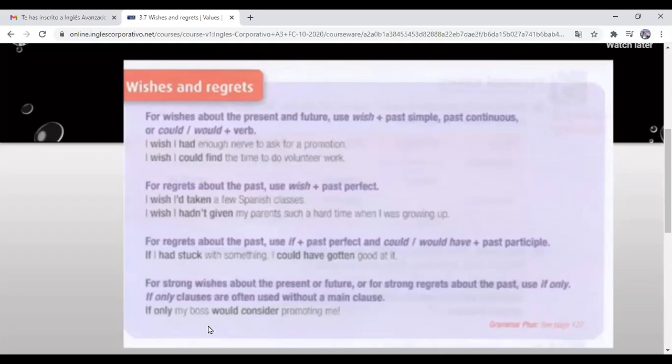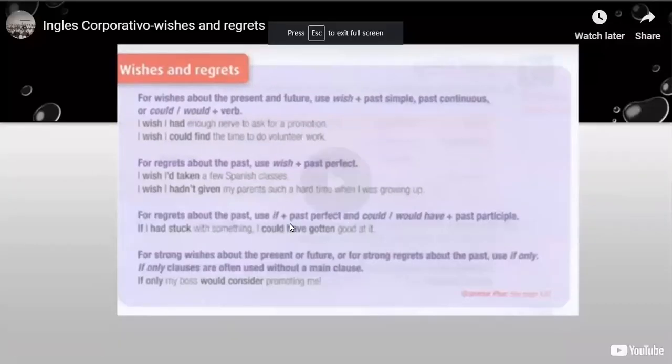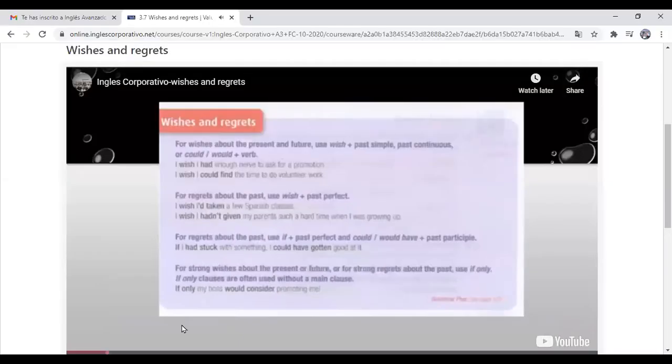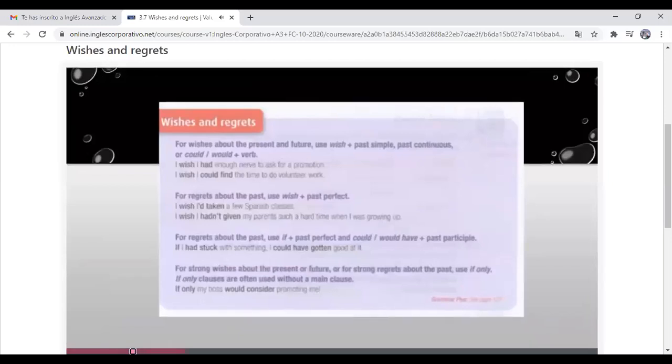So wishes and regrets. Wishes are something that you would like to happen in your life. Regrets are things related to the past. So let's continue. Wishes and regrets. For wishes about the present and future, use wish plus past simple or past continuous or would have plus past participle.